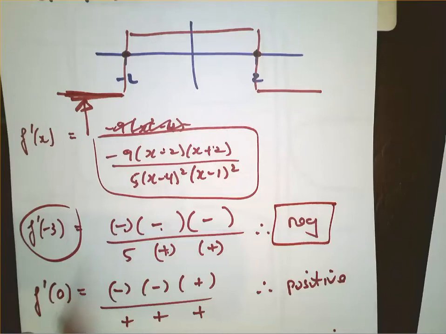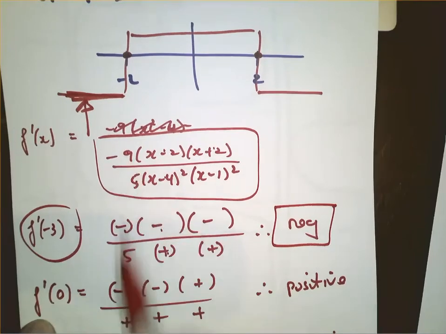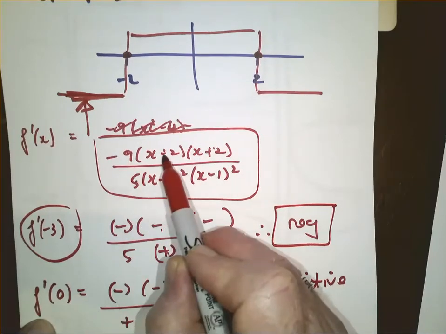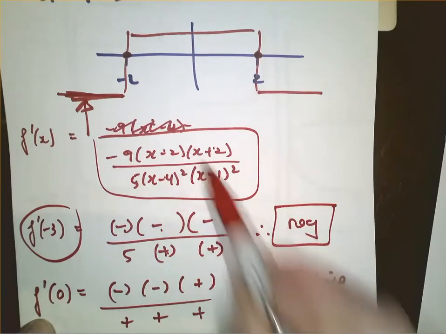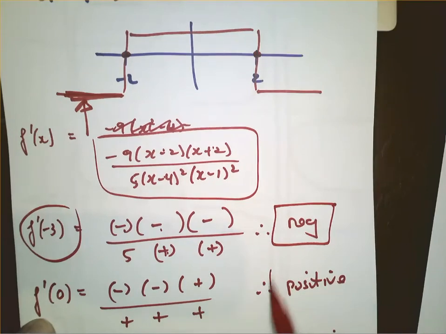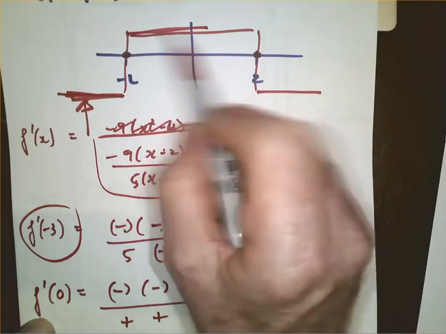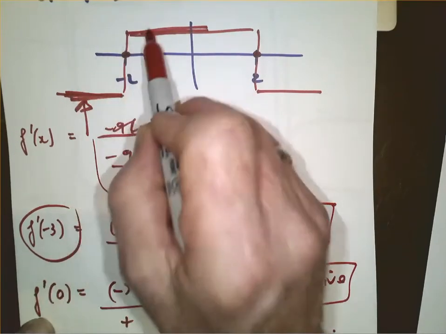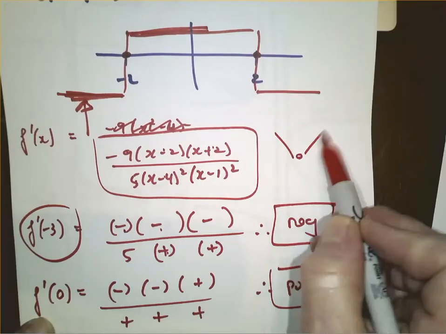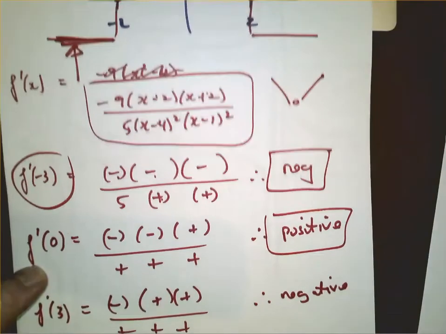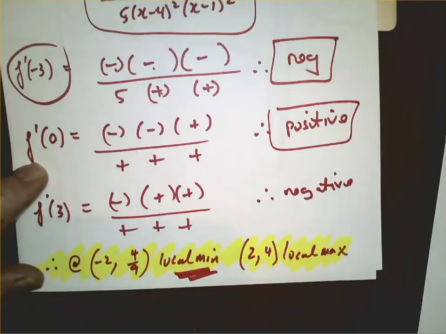In the middle, I've picked 0. If that's 0, that's still negative. 0 minus 2 is negative. 0 plus 2 is positive. So that gives me a positive. Therefore, we're up here. If I'm negative then positive, at -2, it is a local minimum.